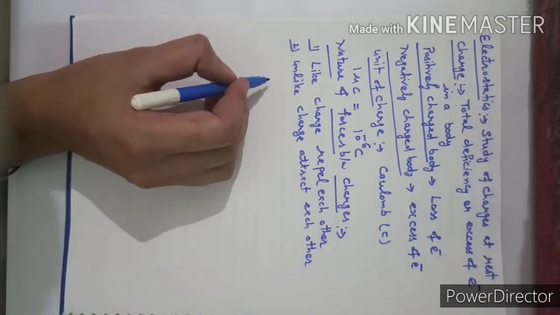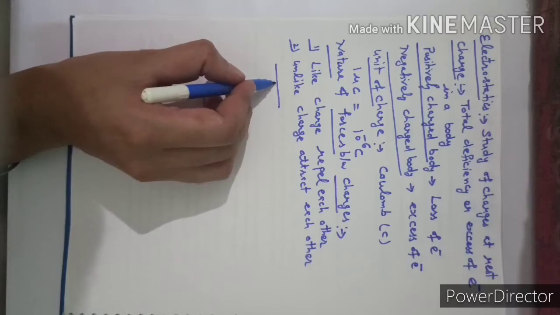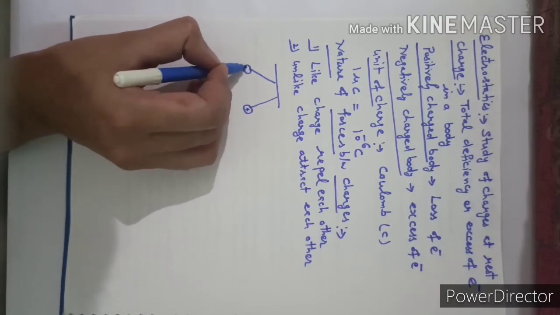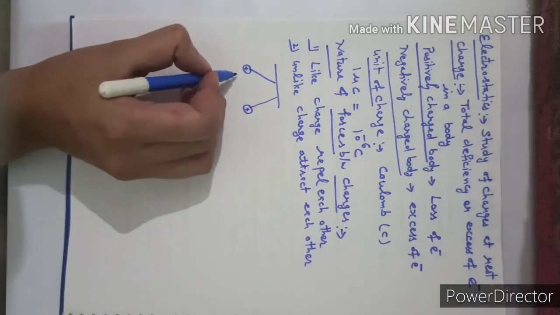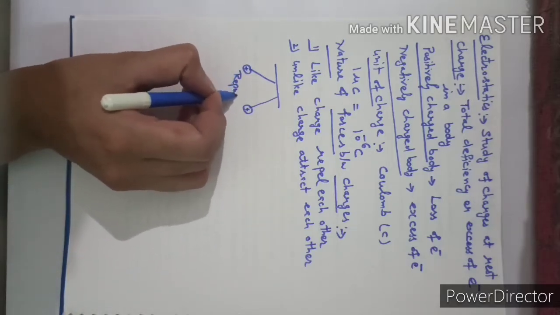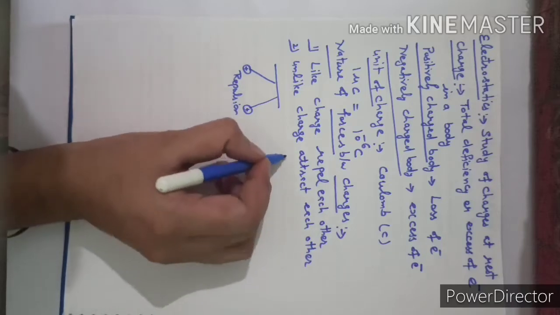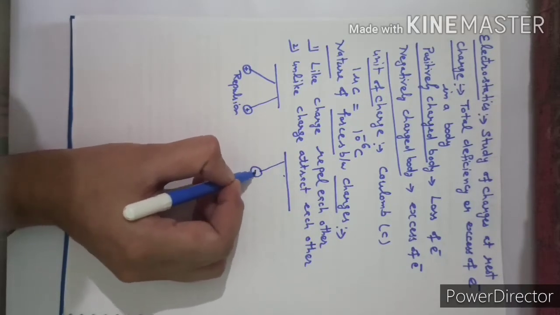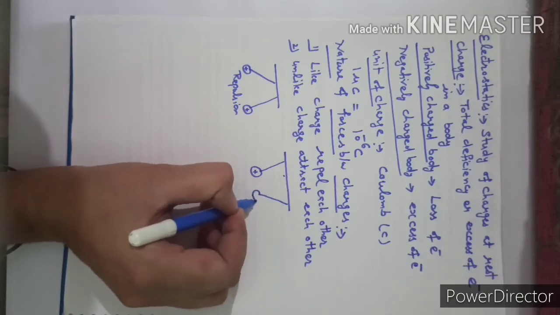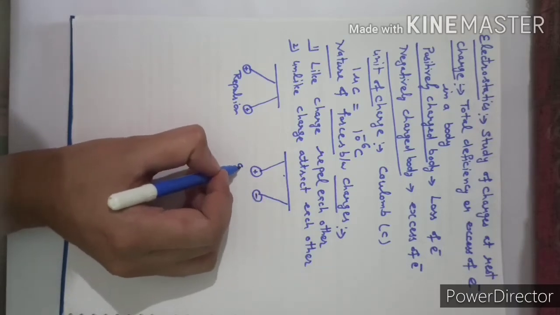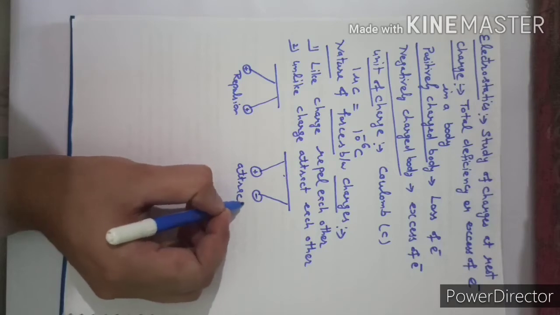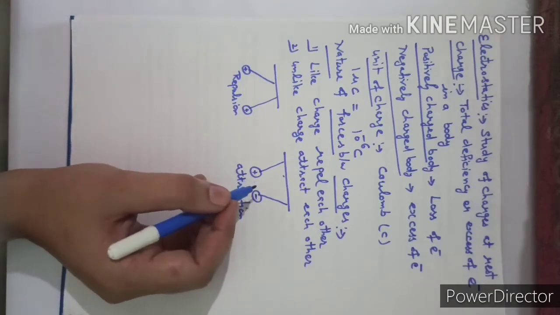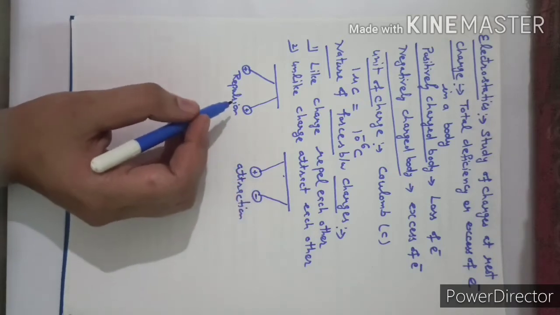Suppose these are two charges, positive, and this is also positive. Here is repulsion. So if one charge is positive and the other is negative, there is attraction between the two charges. Now we will discuss Coulomb's law in electrostatics.